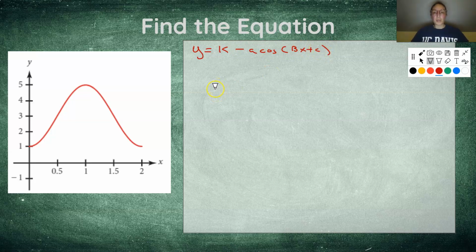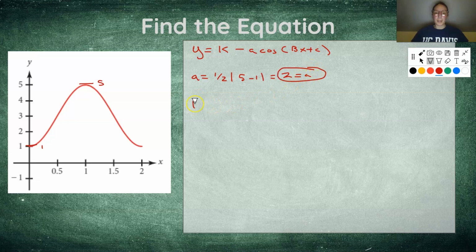Okay, but we're still going to do the exact same thing. So let's figure out our a. Highest point is 5, lowest point is 1. 5 minus 1 is 4. Half of that is 2. So our a is equal to 2.